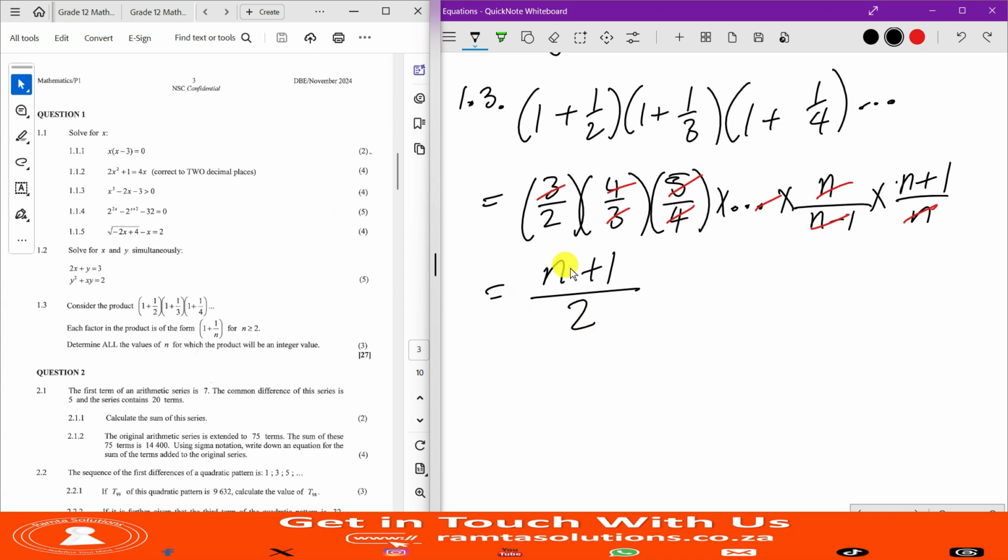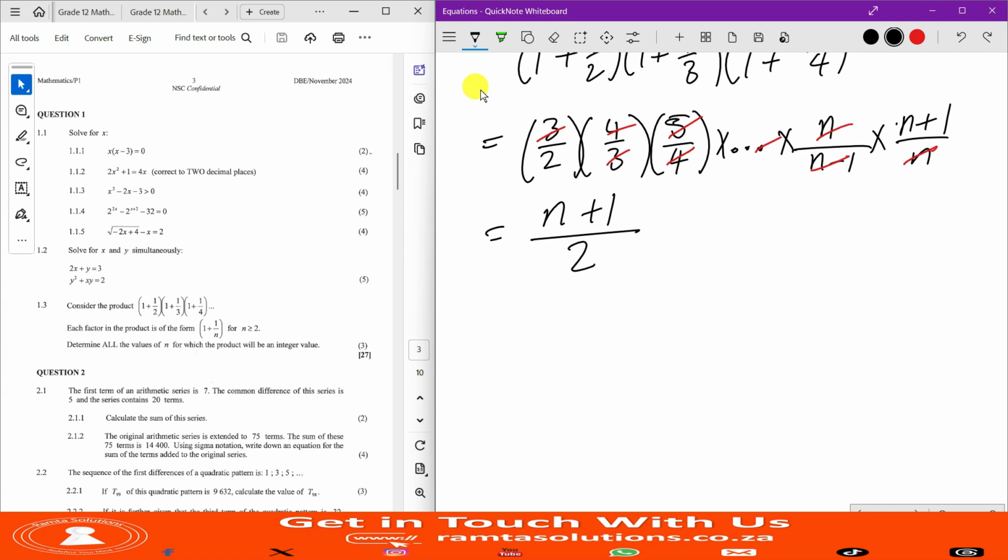So remember, guys, the key word here is to say the product. When we talk of the product, it does not mean that it should only be between two numbers. For as long as you are multiplying two things, it doesn't matter if you're multiplying them 7 times or 2 times, they remain a product. So when you look at this now, the question says, determine all the values of n for which the product will be an integer number.